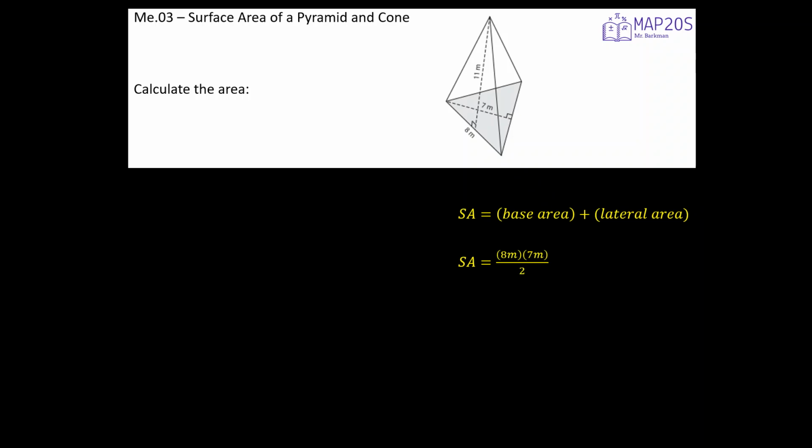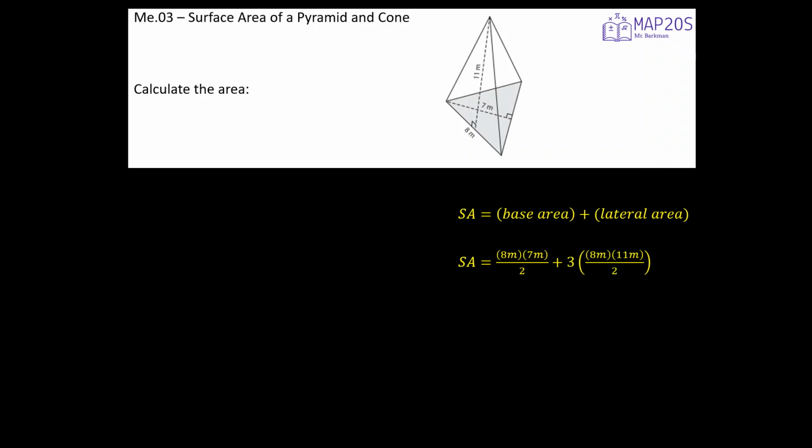Now, the lateral area is also a triangle, but now we have 3 of them. So the base length, still 8. The slant height, which becomes the height of our triangle, is 11. And we're going to multiply it by 3. And so this is what it's going to look like. 3 times, now 8 times 11 divided by 2. Okay? So be careful on that. Be very, very careful in how you go through and solve that.